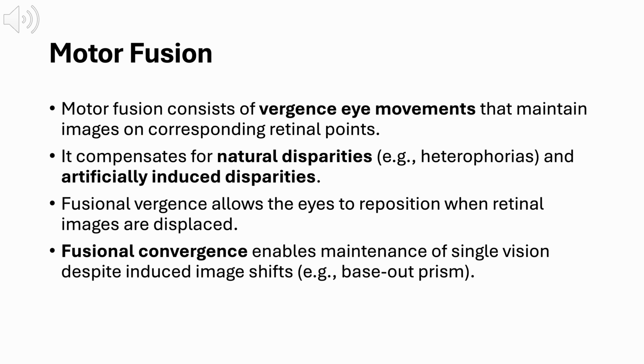Fusional vergence allows the eyes to move just enough to realign the images when they're displaced on the retina. For example, when a base-out prism shifts images outward, fusional convergence brings the eyes in so single vision is maintained. So while sensory fusion is about how the brain combines images, motor fusion is about how the eyes move to make that combination possible.